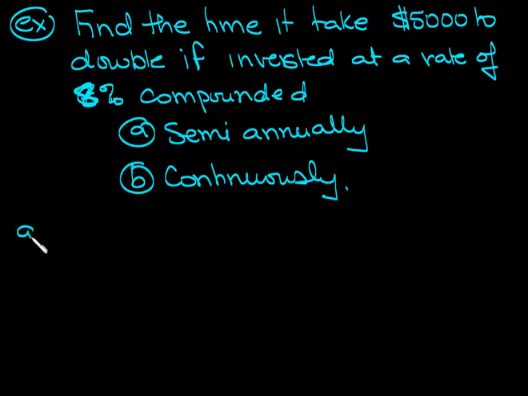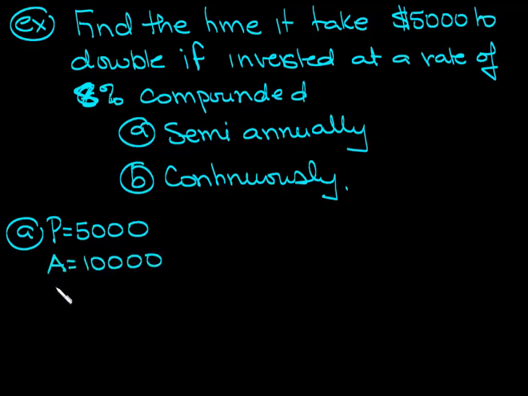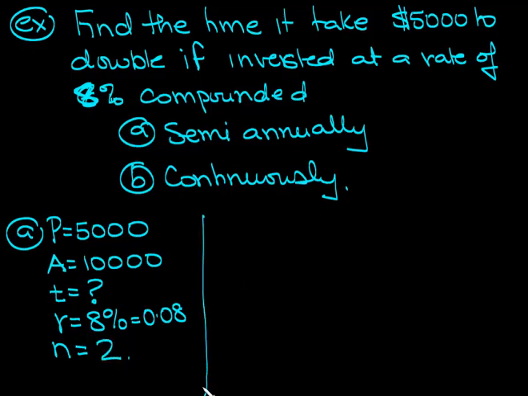So let's do the first problem. So the P is equal to 5,000. We want to end up with 10,000, the amount we want to end up with at the end of some time. We don't know the time because I want you to find how long. The rate is 8%, so it's equal to 0.08, and n in the first case is 2, semi-annually. So we're going to use this formula: A is equal to P times (1 plus r over n) to the nt. So let's plug in things we know.